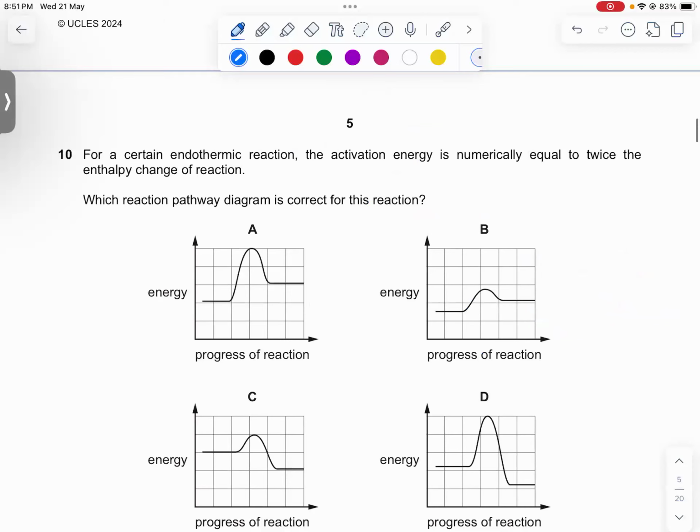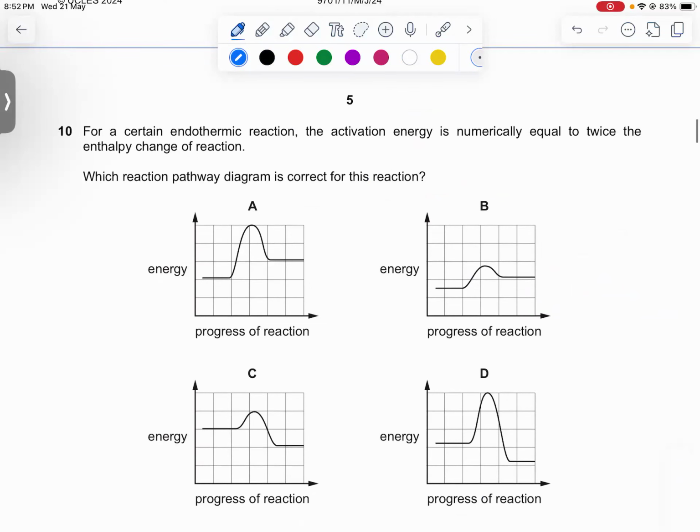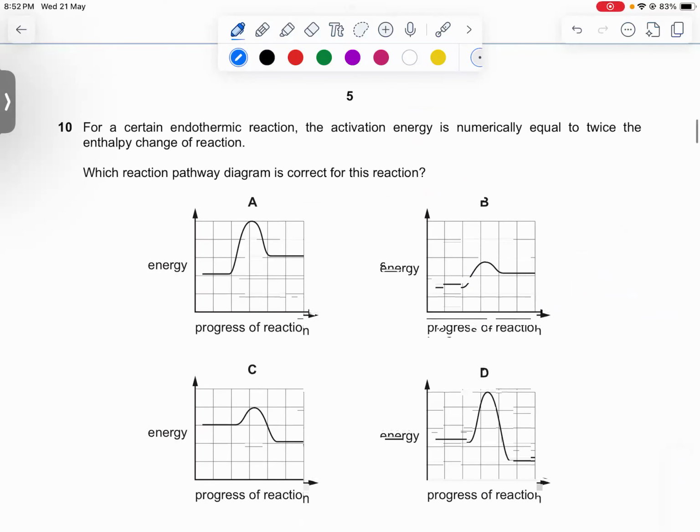On to the next question then. For a certain endothermic reaction, the activation energy is numerically equal to twice the enthalpy change of reaction. Which reaction pathway diagram is correct for this reaction? All right. So for this question, they have given us a statement that the activation energy is twice the enthalpy change. So whatever is delta H, energy of activation should be double that.